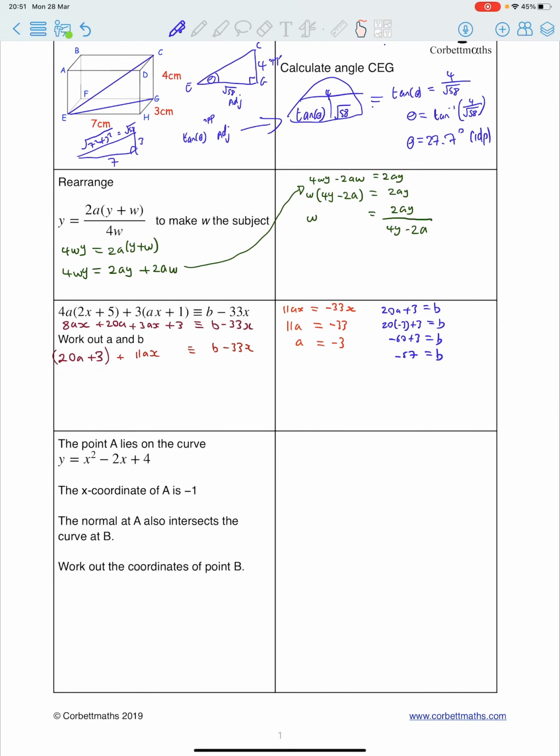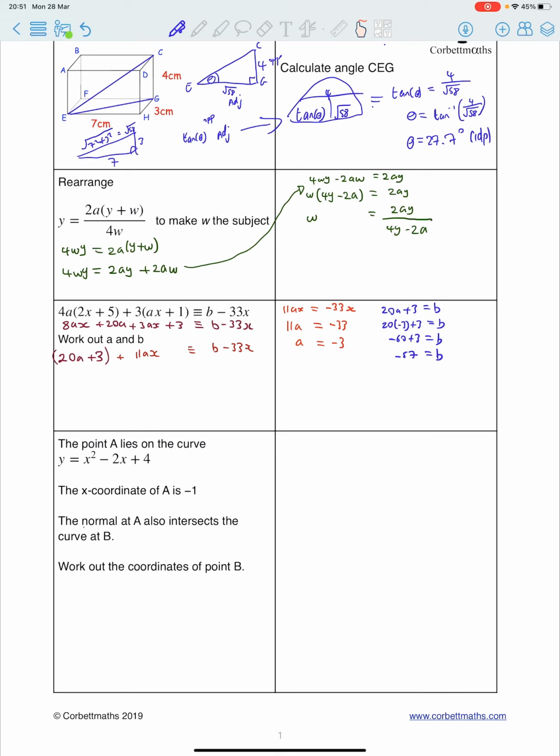The point A lies on the curve y equals x squared minus 2x plus 4. The x-coordinate of A is minus 1. The normal at A also intersects the curve at B. Work out the coordinates of point B.